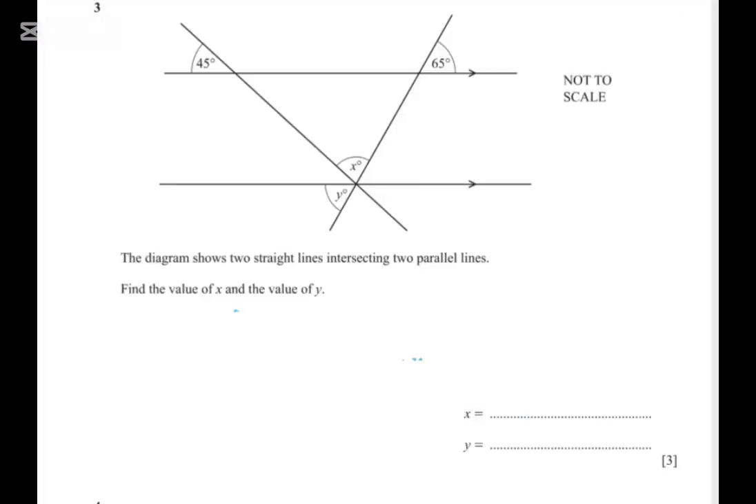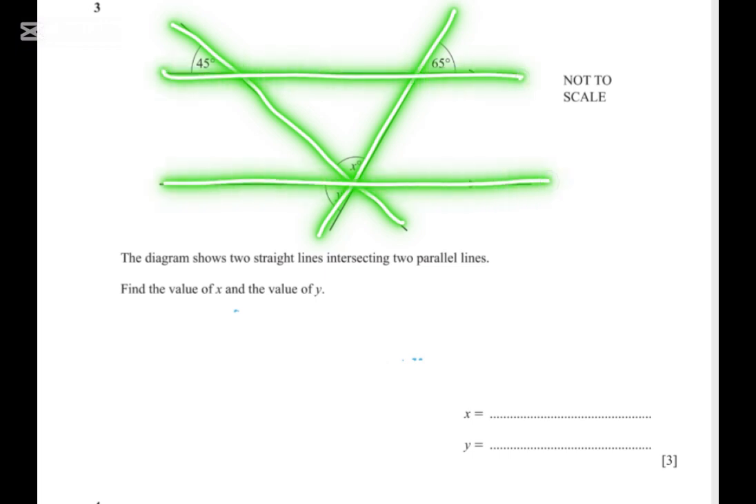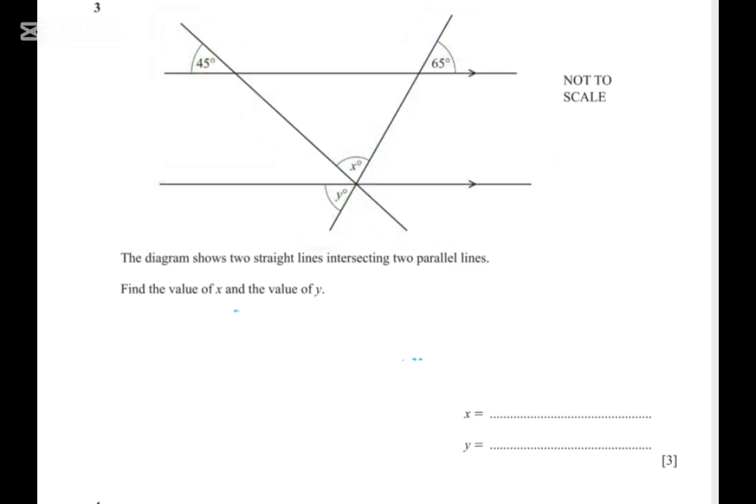Question number 3, the diagram shows two straight lines intersecting two parallel lines. Find the value of x and y. These are the two straight lines, and they are intersecting the parallel lines. These are the parallel lines. So we need to find the value of x and y.